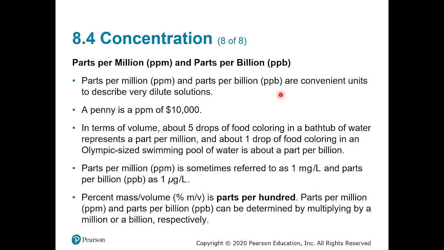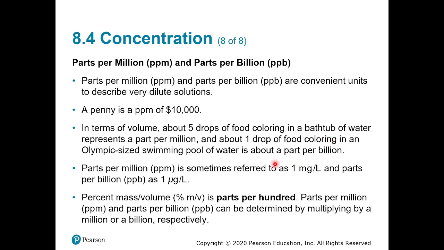In terms of volume, about 5 drops of food coloring in a bathtub of water would represent a part per million. Just barely visible tinge, right? And so it'd be a very dilute solution, very, very small amounts. And about 1 drop of food coloring in an Olympic-sized swimming pool would be a part per billion sort of concentration. And remember, a part per billion is going to be 1,000 times less concentrated than a part per million, right? Because that's the difference between a billion and a million.